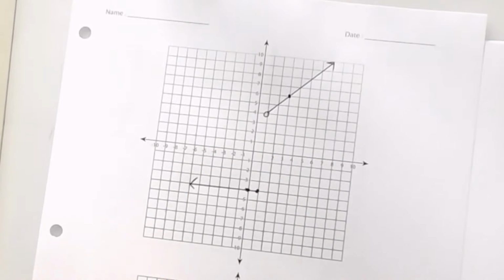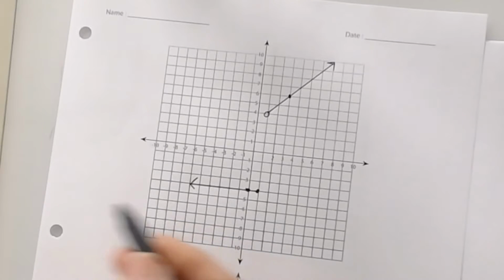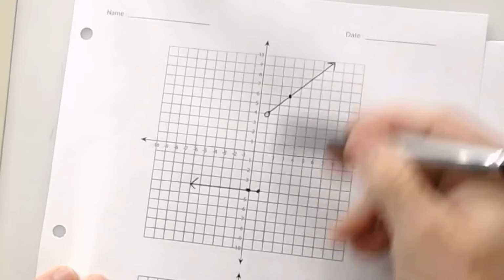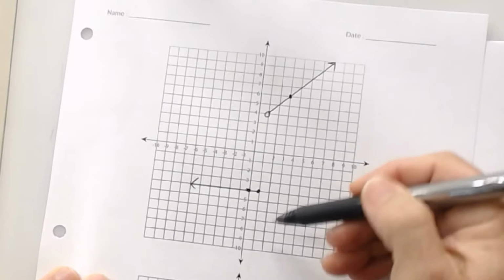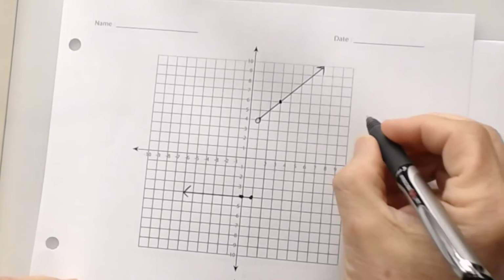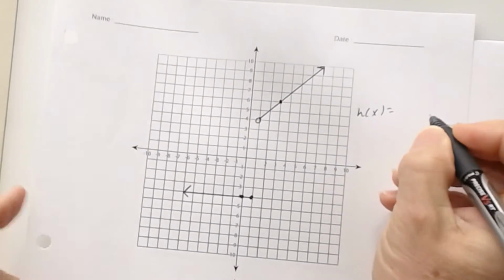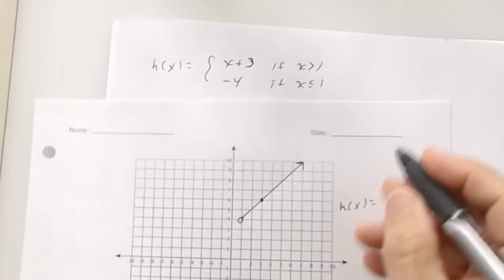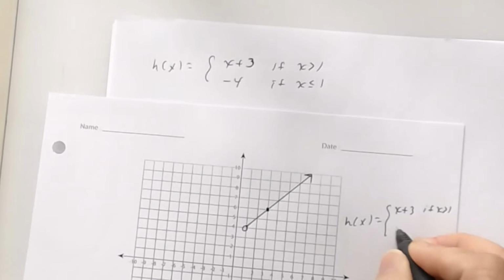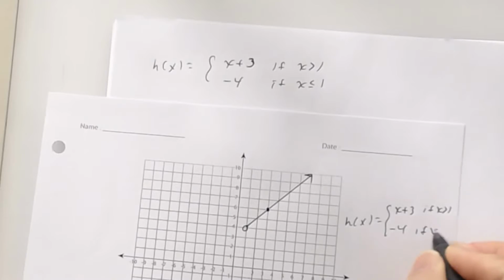And so there's your graph. Well, it's got to go, make sure you put in the right direction, right? Yeah. Okay. And if you went this way by mistake, you would realize, well, it can't be because it fails the vertical line test. So I did something wrong. Okay. All right, so there's your function, h of x equals x plus 3 if x is greater than 1, negative 4 if x is less than or equal to 1.